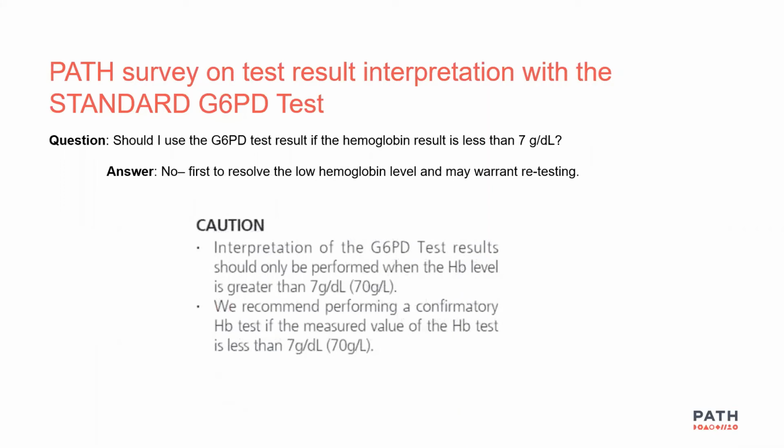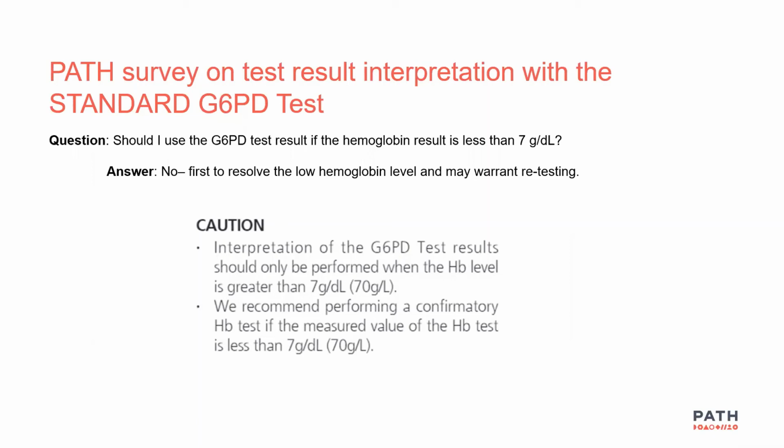And so there is this sort of strange gap where the product label recommends that if the hemoglobin result is lower than 7, the G6PD test result is not used, but the G6PD activity will still show up on the screen. So I think it's an important thing to flag for people. Should you use the G6PD test result if the hemoglobin result is less than 7? No, not according to the label.